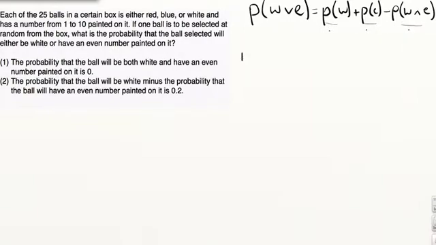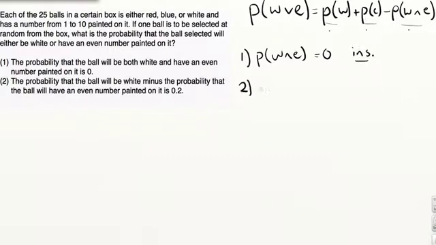So statement 1 tells us the probability that the ball will both be white and have an even number painted on it is 0. So that gives us probability of white and even. But it does not give us anything about probability of white or probability of even alone. So that is going to be insufficient.